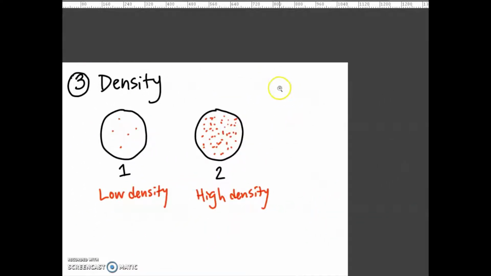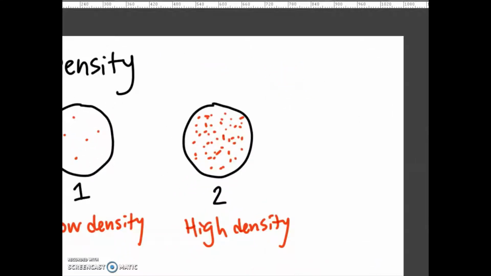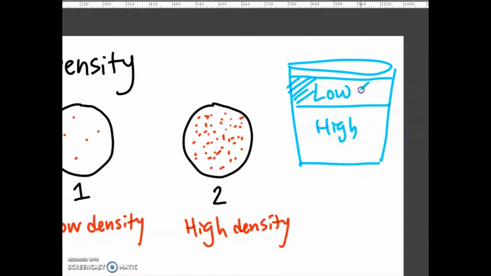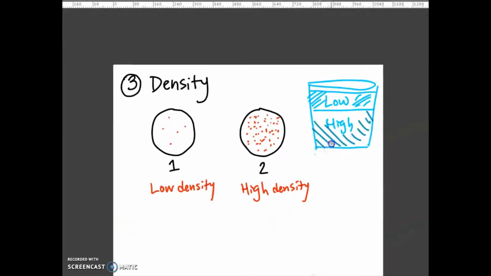The important thing here is your low density items are always going to be floating on top of the higher density items or substances. So whenever we have, for example, a glass of water, we always have the low density on top and the high density on the bottom. So all this stuff here is low, and all this stuff down here would be high density. Now, why is that important?